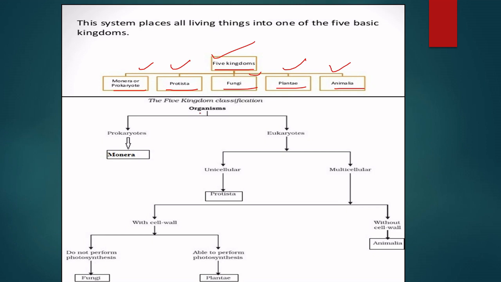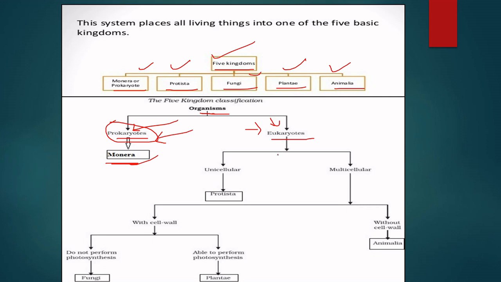At first, any organism he took, he classified based on its characteristics. If an organism has the characteristics of prokaryotes, then he put it in the prokaryotic section, and all the prokaryotic organisms are placed in the Monera kingdom. And if the organisms have the characteristics of eukaryotes, then he put them in the eukaryotic section. So the first section is the prokaryotic section, and all the prokaryotes are placed in the Monera group. Okay, this is one kingdom.